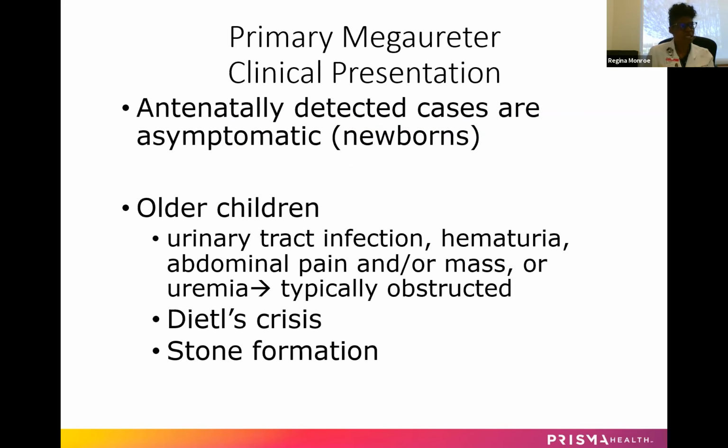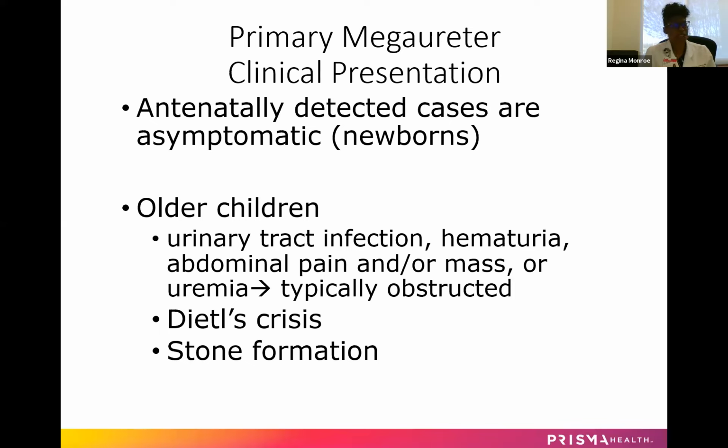So the clinical presentation for most children in the US. It's antenatal, we detect these antenatally, and they're asymptomatic, with hydronephrosis being the most common abnormality in the US that's actually picked up on prenatal ultrasonography. So most of these kids will be asymptomatic.